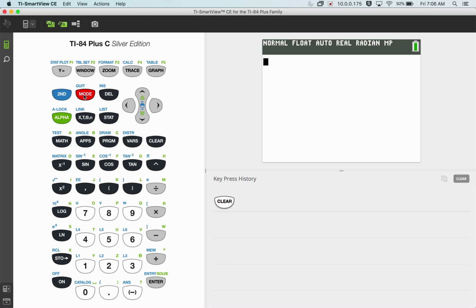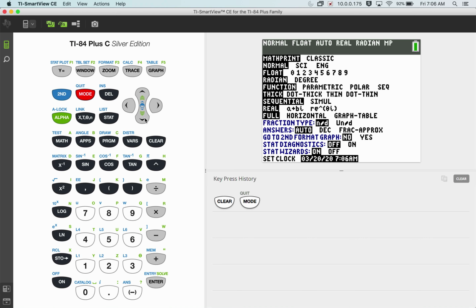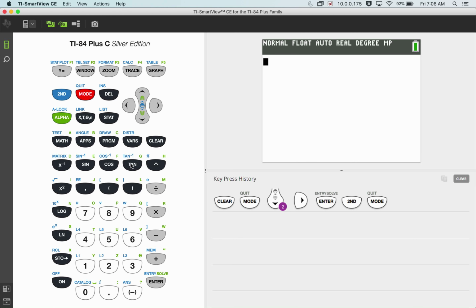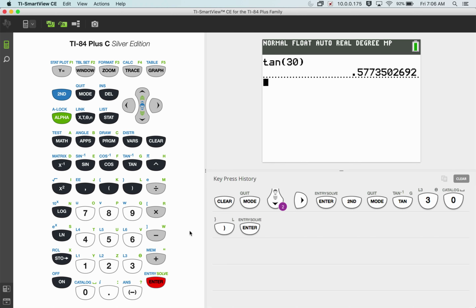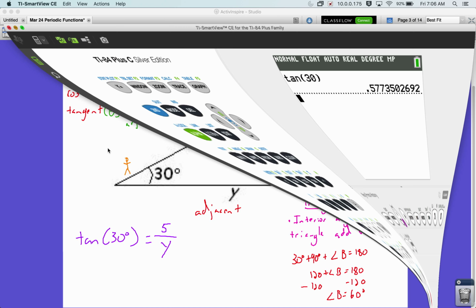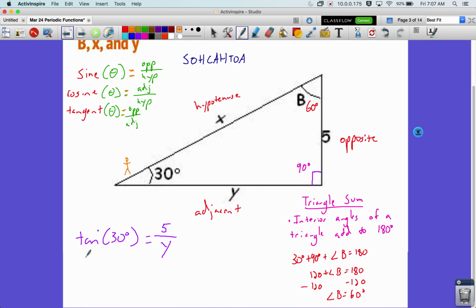Press this mode button on your calculator and make sure that this is switched over to degree, or else we're going to get the wrong numbers. Now I want to do the tangent of 30 degrees. So tangent of 30 equals 0.577. I can write that in here, but I'm going to keep it in my calculator so I can do the most precise math possible. Equals 5 over y.